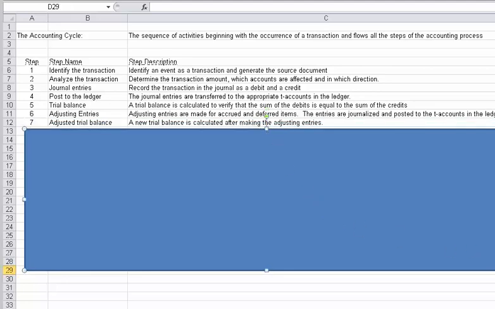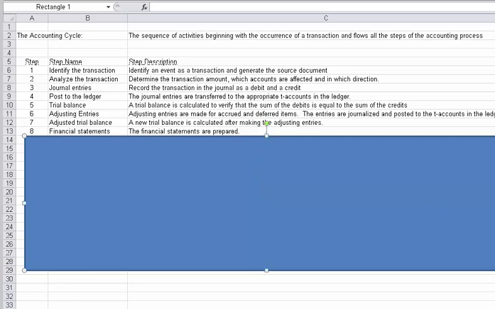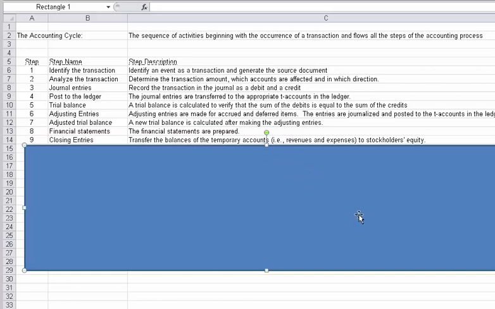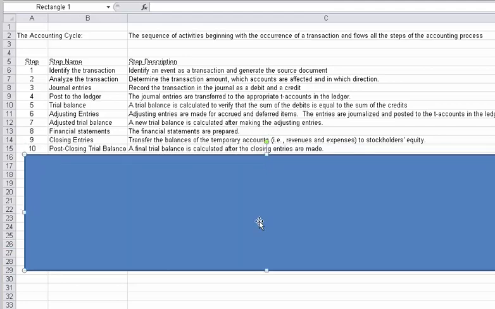Okay, at step 7, we put together an adjusted trial balance. And a new trial balance is calculated after making the adjusting entries. At step 8, we prepare the financial statements. At step 9, we perform closing entries where we transfer the balance of the temporary accounts, and those are the revenue and expense accounts, to stockholders' equity. And then finally, step 10, we prepare a post-closing trial balance, which is a final trial balance that gets calculated after our closing entries are made.